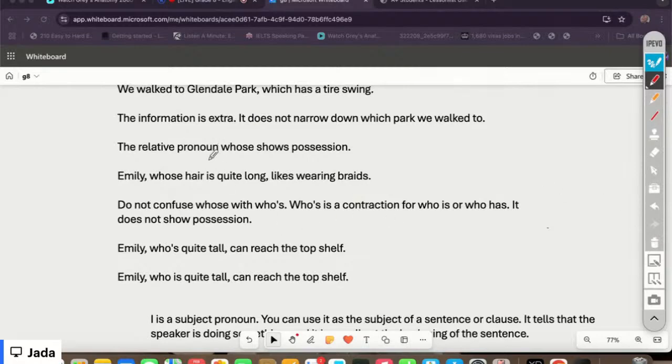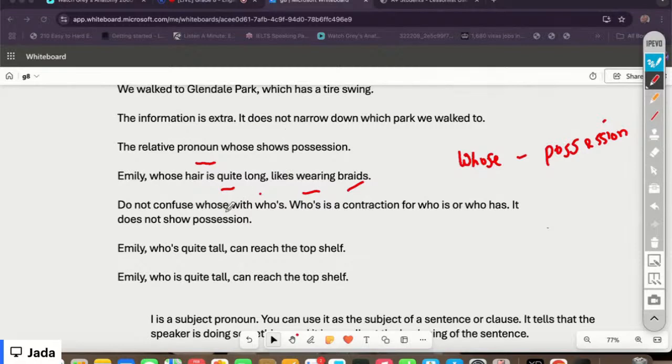Now the relative pronoun whose shows possession. So it shows possession and ownership, like you have something. Emily, whose hair is quite long, likes wearing braids. So whose shows possession, her own hair.